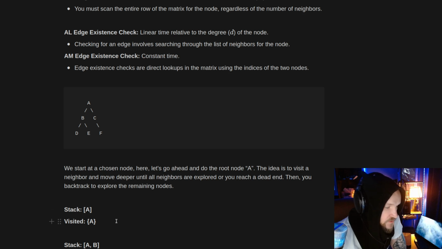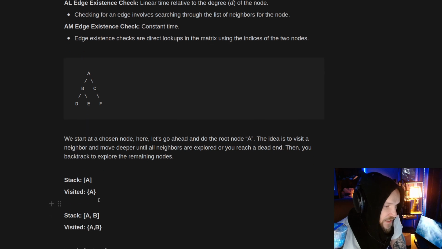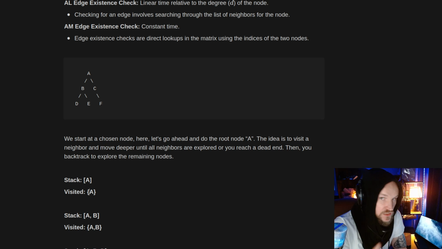All right. So let's say that you want to move on to B. The stack is going to be A and B, and then visited is going to be A and B. Now do you want to go to E or D? Well, let's go to D. So the stack is going to have A, B, D, and then your visited is also going to be A, B, D. Now we have to backtrack to B because we're at a dead end.